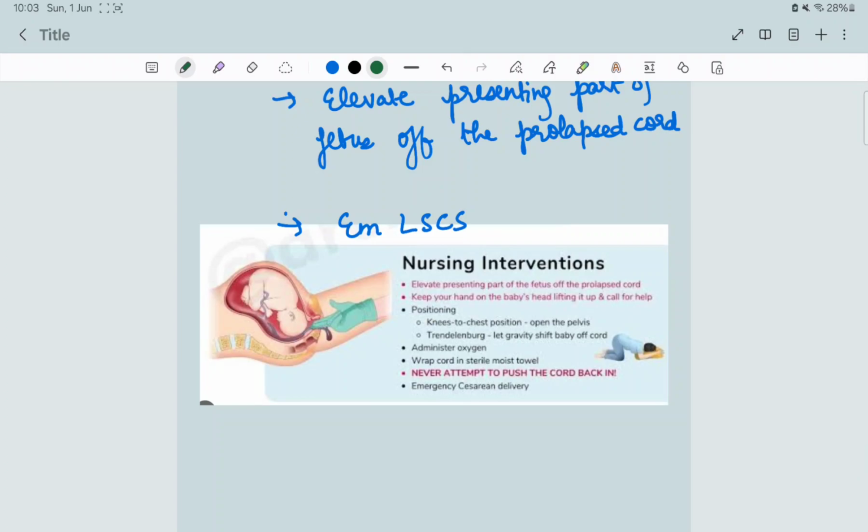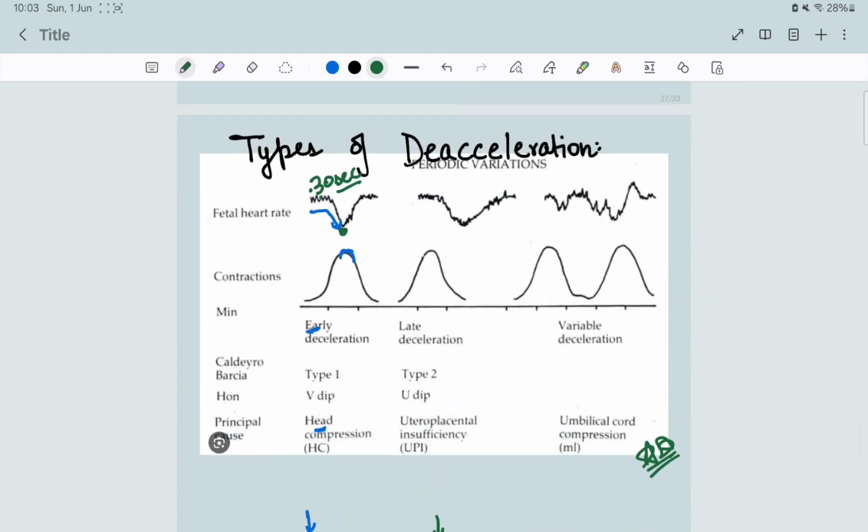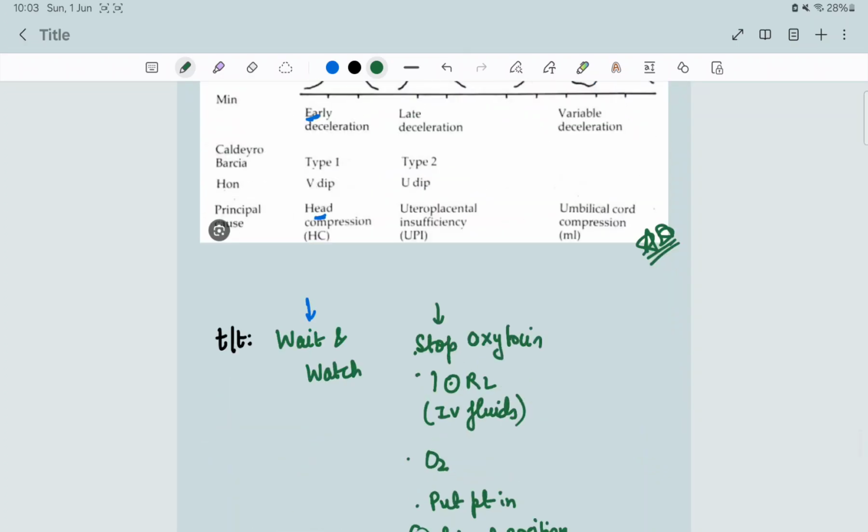There is nothing we can do. We have to just take the patient to the OT, and never attempt to push the cord back in. This is very important, very very important. So this is all about the types of deceleration, and one question is asked from this topic.